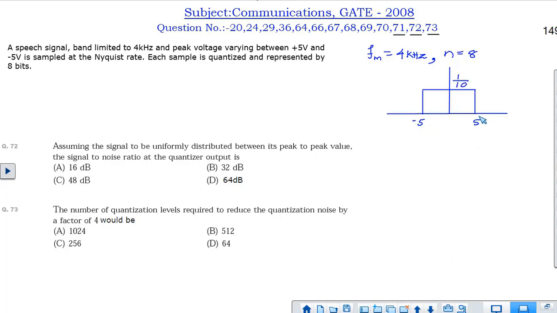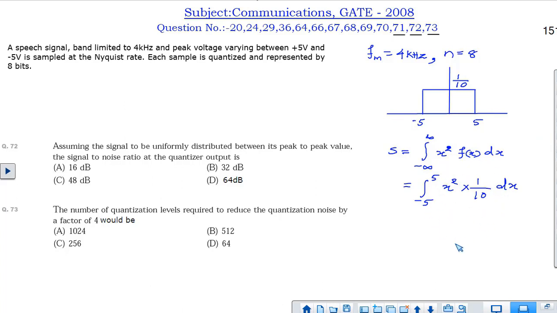So the amplitude will be 1 by 10. Now what is the power of the signal? The power of the signal is nothing but x square into PDF that will be integrated. So the power of the signal is nothing but the integration over minus infinity to infinity of x square f(x) dx. So here x square f(x) is simply 1 by 10 and the limit is from minus 5 to 5. Here the rest are 0, so the limit is from minus 5 to 5.